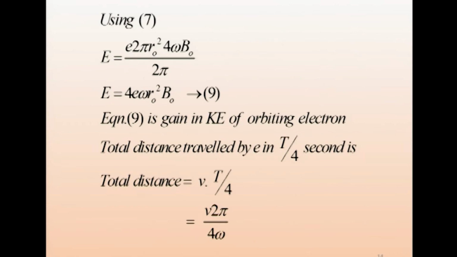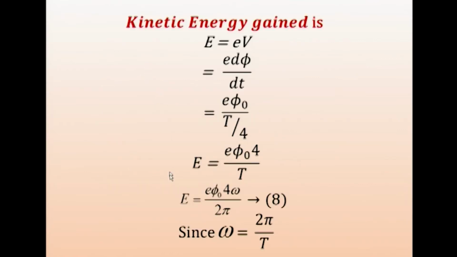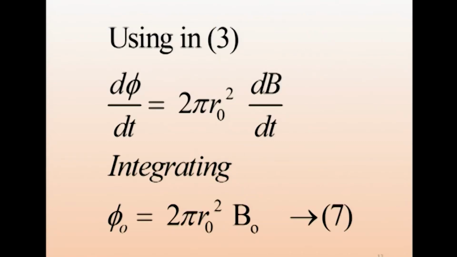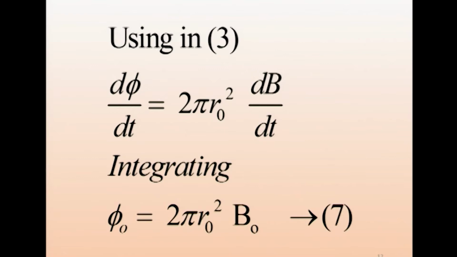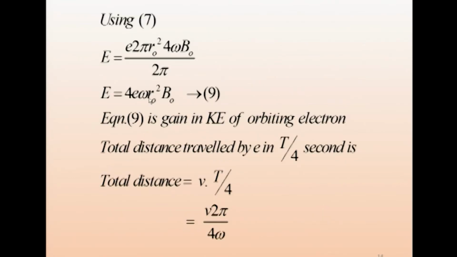Now, here, phi 0, you just remember, we have already written an expression relating phi 0 and B 0. So, we are just substituting that here. We get e into 2 pi r naught squared, 4 omega B 0. So, phi 0 is written in terms of B 0, and simplifying this we get this expression. The relation between phi 0 and B 0 is already given in equation 7. For this reason only we have derived this expression, the relation between flux and flux density. So, we get this last expression for energy.